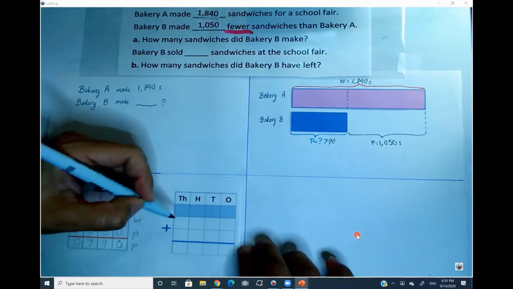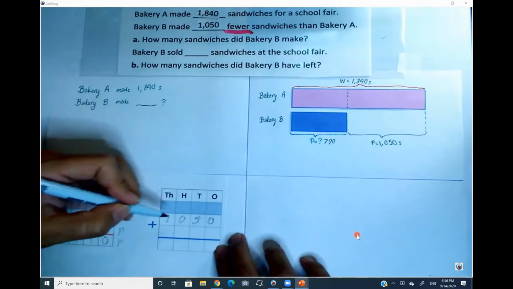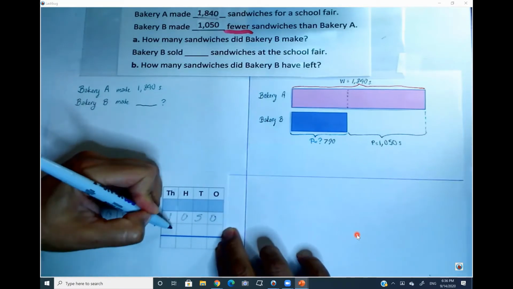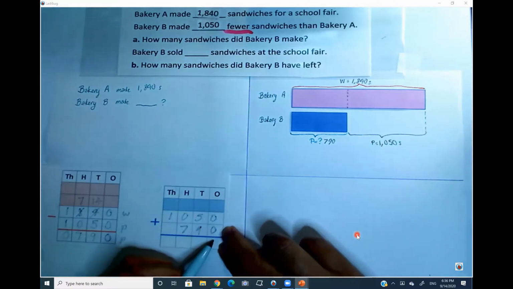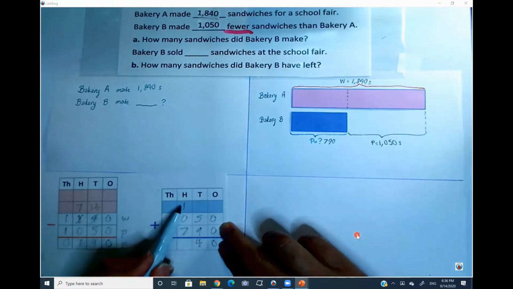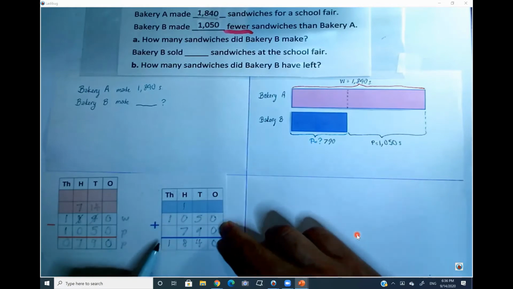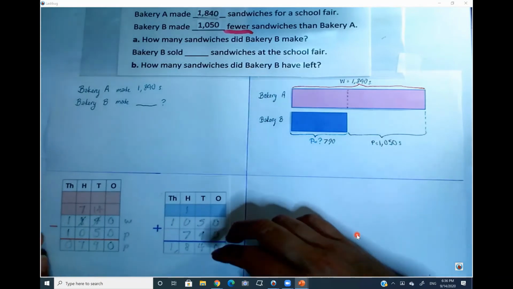So let me do it fast here. 1050 plus 790. Now let's add it. 0 and 0 is 0. 5 tens plus 9 tens, that's 14 tens. I remove 1. 1 and 7 is 8 hundreds, and then 1. Now if you notice, 1,840 is the same as 1,840. That tells me that my answer is right.